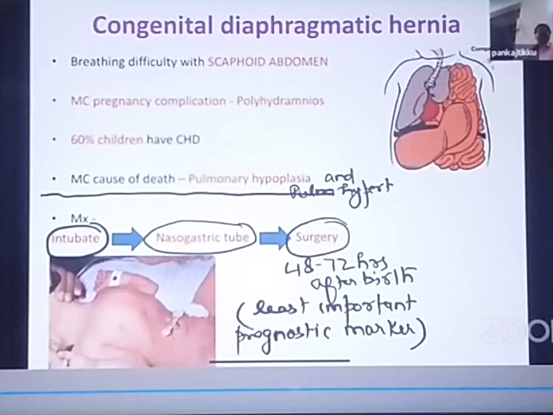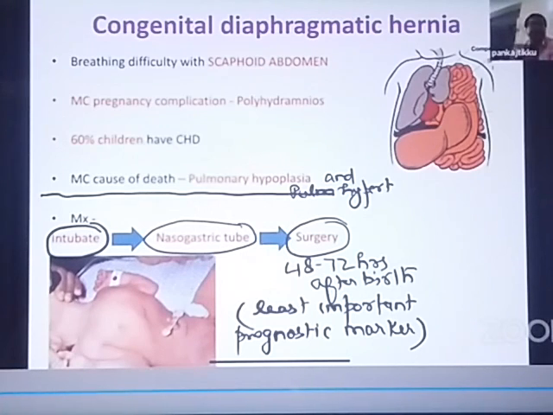In a congenital diaphragmatic hernia, whether the child will survive or not will not depend upon whether you are doing surgery immediately or not. If you have stabilized the child, you can perform a surgery even after 48 to 72 hours of birth. There is no problem at all. The only thing is that stabilization is very important.